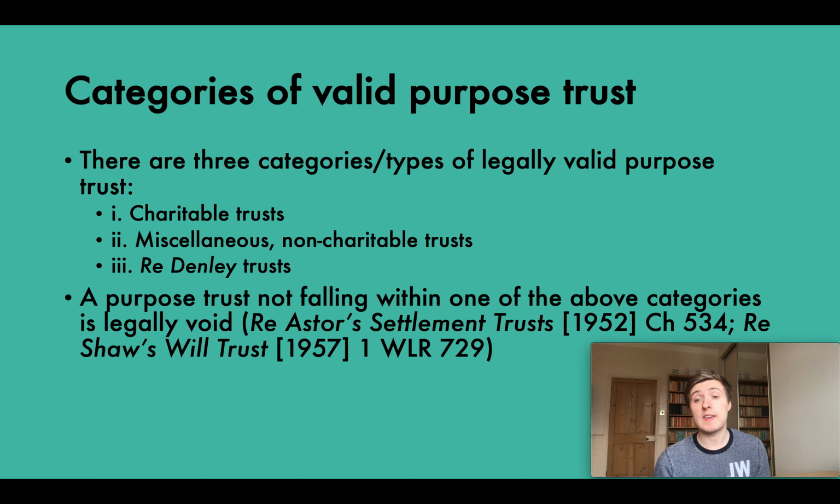Now, in the case of Re Astor, money was settled to a trustee for various purposes, including maintaining cooperation between nations and preserving the independence and integrity of newspapers. The trust was held not to fall under any of these three categories, so the trust was therefore held void. In Re Shaw's Will Trust from 1957, Shaw left money on trust for the creation of a 40-letter alphabet. The purpose was held not to fall under any of these three categories, so the trust again was void and the money reverted back on a resulting trust. Okay, so let's look at these three categories in turn.